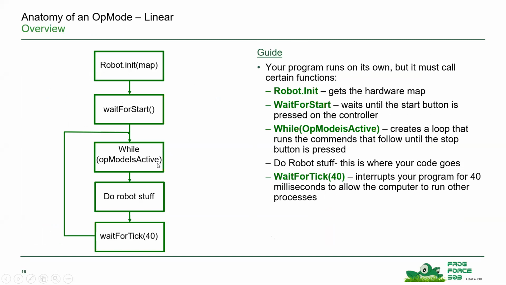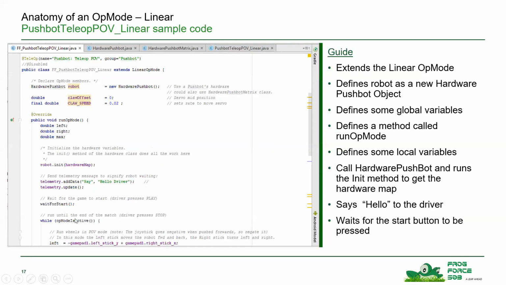Hopefully all of you have had experience in Java or programming, but while is kind of like a loop. Whatever's inside the brackets after the loop, it'll keep repeating while this condition inside of here is true. And op mode is active is basically saying while you haven't pressed stop. So it'll keep repeating while you haven't pressed stop.